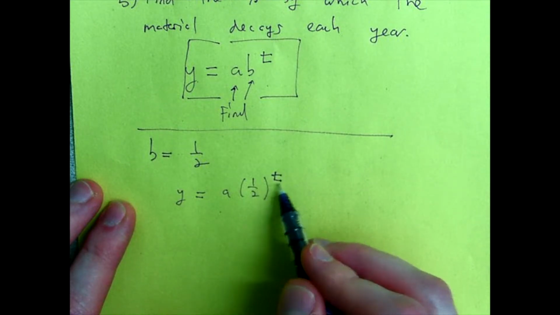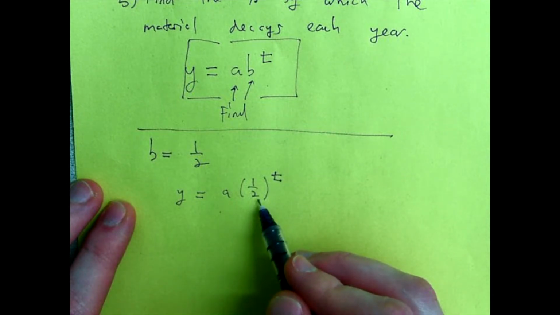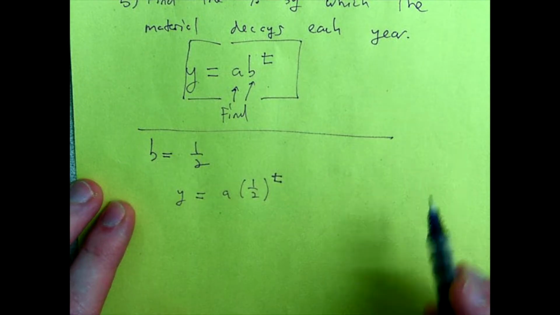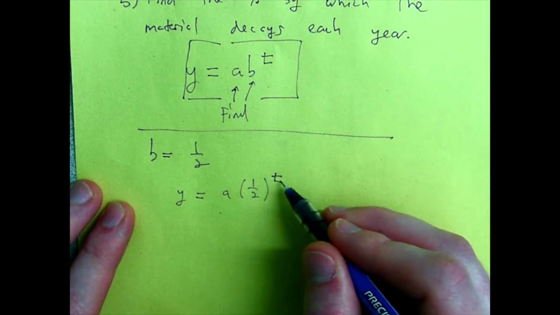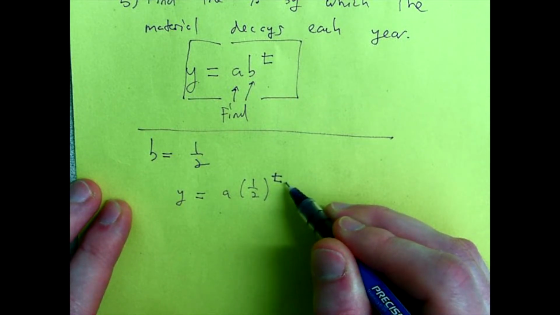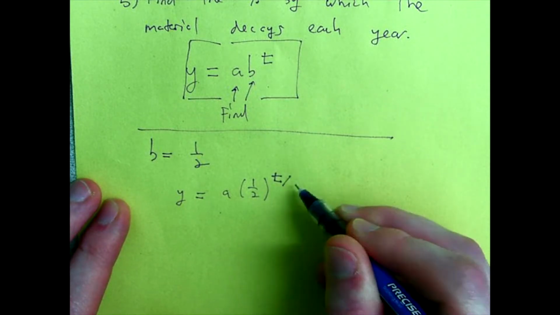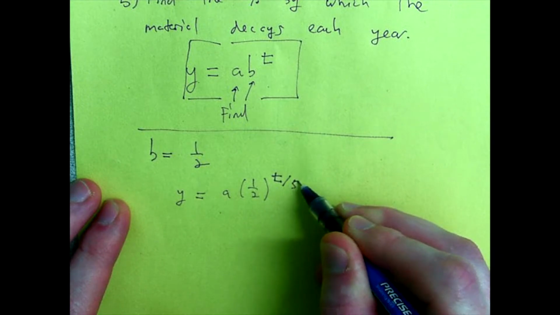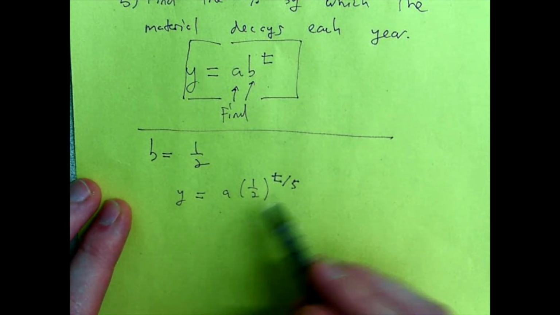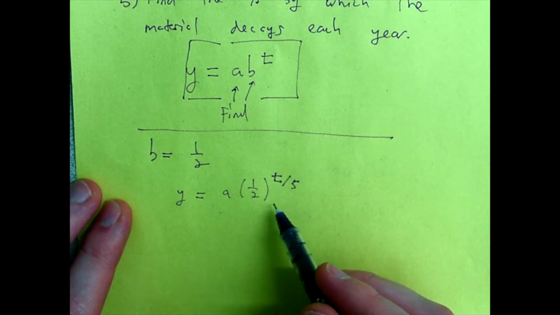Because the t is by itself in the exponent, what you're doing is multiplying by a half, not every 5 years as we're supposed to be, but actually every single year. Once again, the clock, so to speak, is running too quickly, and we have to slow it down. The way to do that, as before, is to just divide the exponent by 5. Now, we're no longer multiplying by a half every single year, but rather just every 5 years.